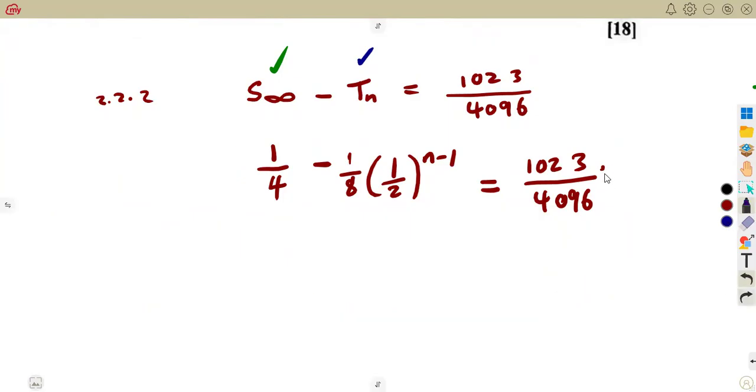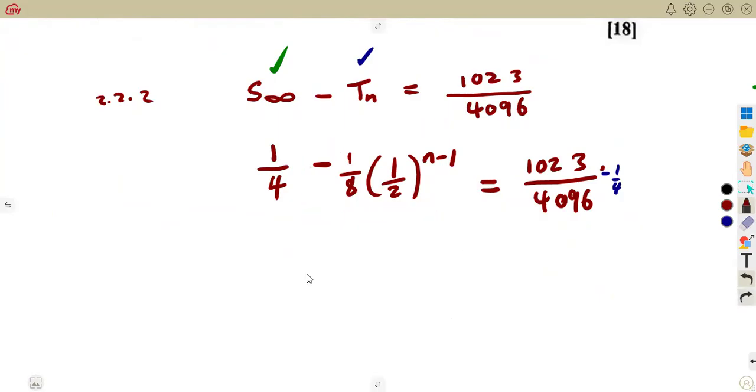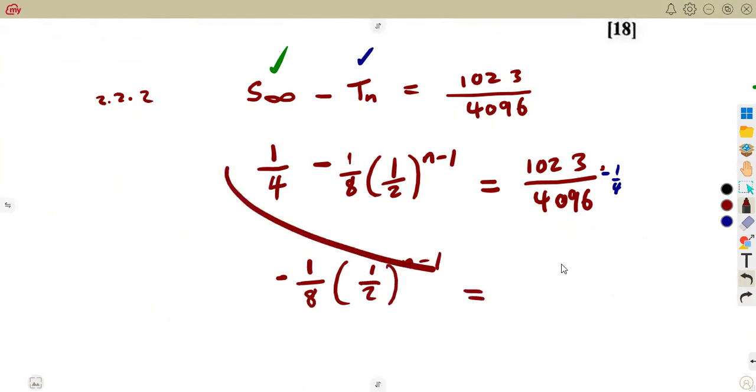It is going to be negative 1 over 4. So meaning to say we are going to remain with this part. As you can see, it has got a negative. Negative 1 over 8. So this is negative 1 over 8 into what? 1 over 2 to the exponent of n minus 1 is equal to, remember, we took this to the other side. So it is going to subtract there.